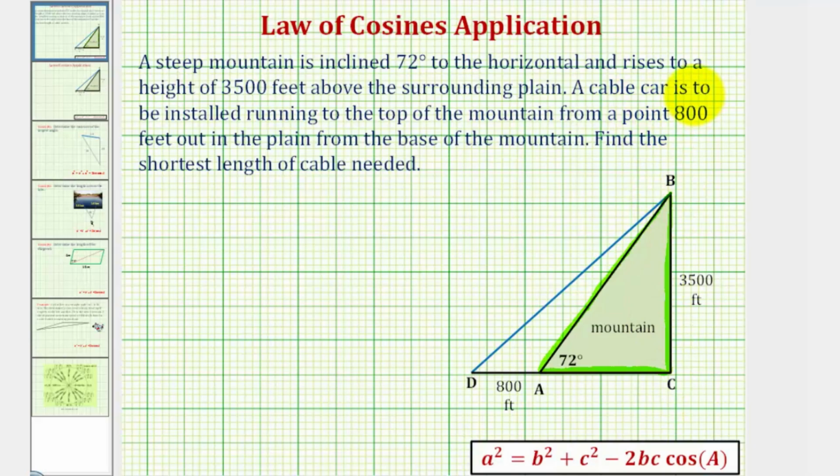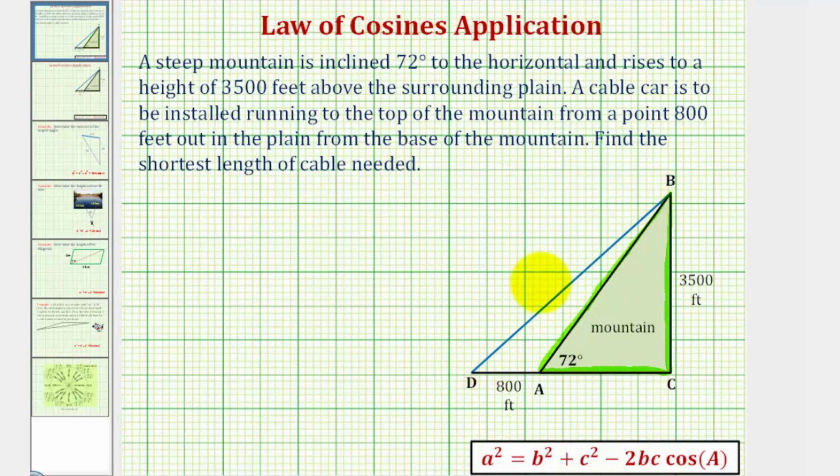A cable car is to be installed running to the top of the mountain from a point 800 feet out in the plain from the base of the mountain. So the length of side AD here would be 800 feet. So point D is where the cable car would start, and from here it runs to the top of the mountain at point B. So side BD represents the path of the cable car, and our goal is to find the shortest length of the cable needed, or the length of side BD.